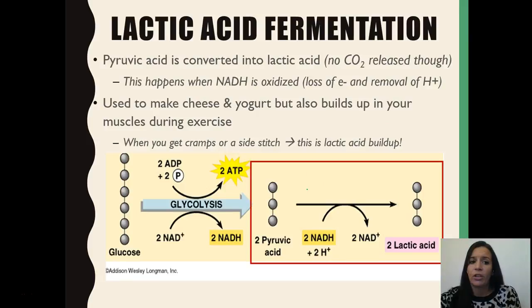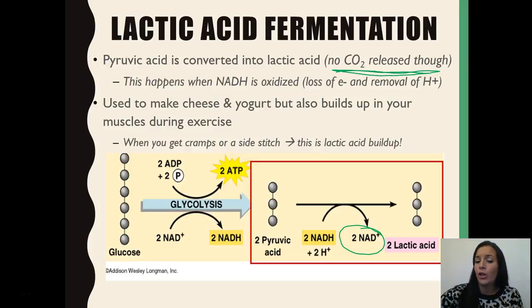Lactic acid fermentation, on the other hand, is when pyruvic acid is converted into lactic acid. It still creates NAD+, but no CO2 is released here, so it's not the same process. This happens when NADH is oxidized. Remember, oxidized, O for loss, so we're losing electrons and removing hydrogen. It's also used to make cheese and yogurt, but those of you that have ever gotten cramps or a side stitch when you exercise, this is lactic acid buildup in your muscles. And that's all for your notes.